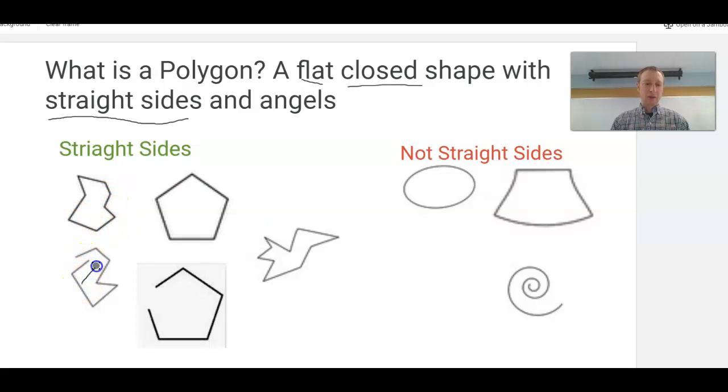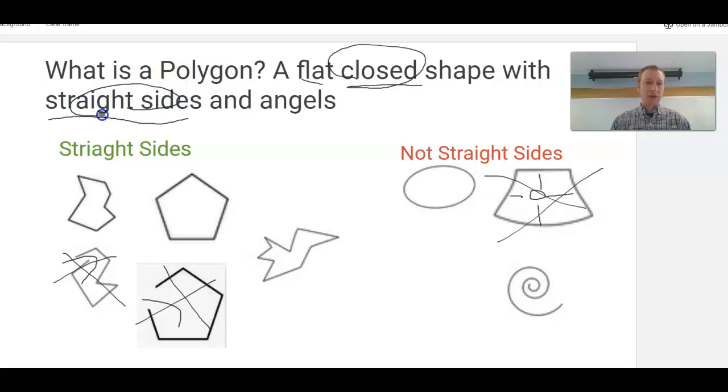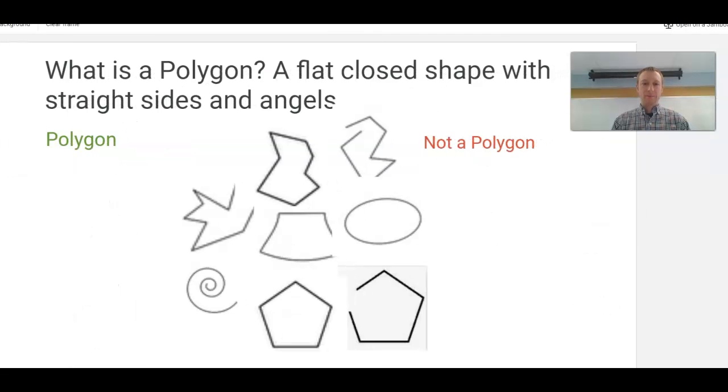Now, this one is open, so this is not really a polygon, and this is not really a polygon, right? Because they're open. These ones are closed though. And look, they all have straight sides. There's no curved sides going on. On the other hand, these are curved sides, right? Even though these are closed, I can't get out of here. This is a closed shape. However, it's not a polygon because it doesn't have straight sides. A polygon has to be closed and have straight sides. Okay, so these are not polygons. These are possible polygons.